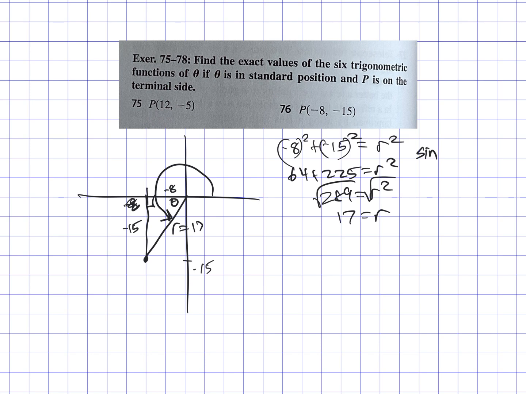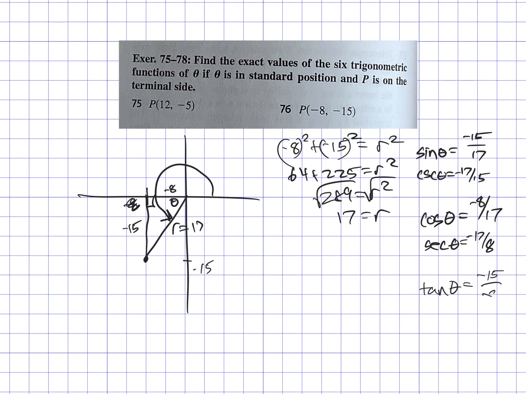Now again, what do we have? Sine of theta is the opposite leg over the hypotenuse, negative 15 17ths, so the cosecant is negative 17 over 15. Cosine of theta is the adjacent leg, negative 8, over the radius, over the hypotenuse, so the secant is negative 17 over 8. I always put my negatives in my numerator. Tangent theta is opposite leg, negative 15, over adjacent leg, negative 8, or positive 15 eighths. So the cotangent is positive 8 fifteenths.